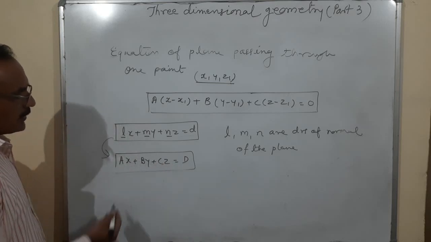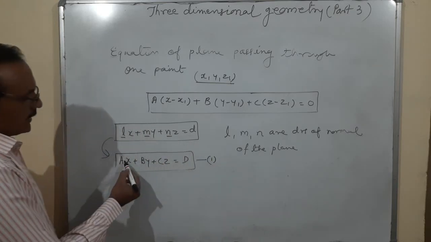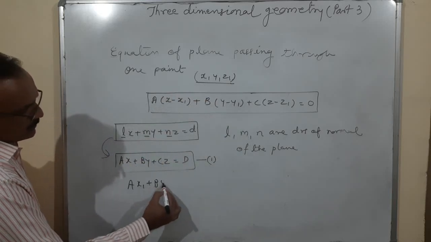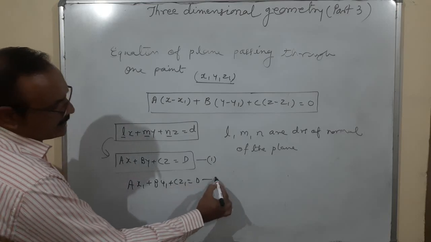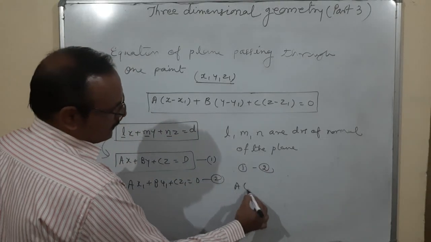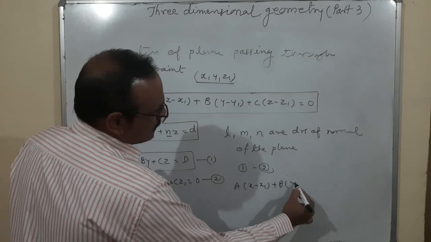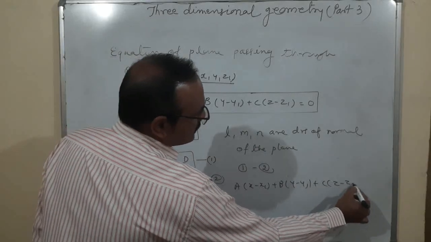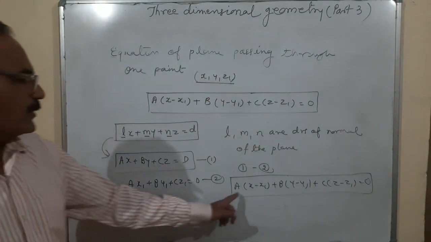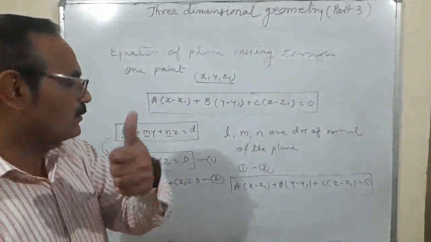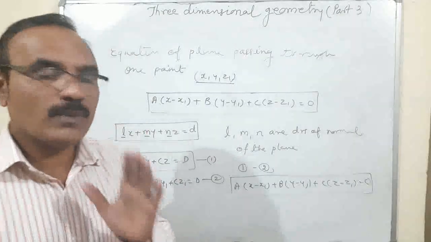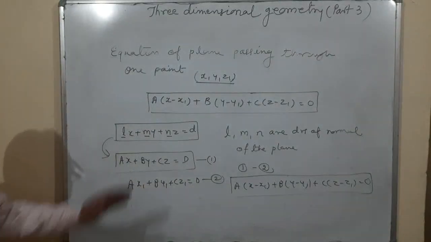So if they satisfy this equation, when I replace x, y, z by x1, y1, z1, then what happens? It is ax1 plus by1 plus cz1 is equal to d. And when I subtract the second equation from the first, then what happens? a(x minus x1) plus b(y minus y1) plus c(z minus z1) is equal to 0. Is it okay? So you can remember this as the equation of the plane passing through one point x1, y1, z1, and a, b, c are direction ratios of the normal of this plane.